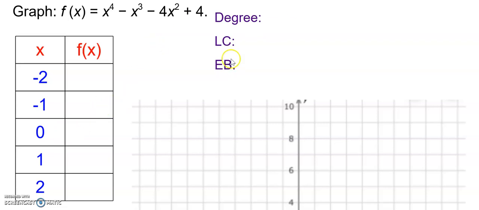Next one. Same thing. I want you to do the whole thing though. So identify the degree, leading coefficient, and behavior. Find some points, plot the points, draw the graph. Pause the video, unpause when you're ready to check.